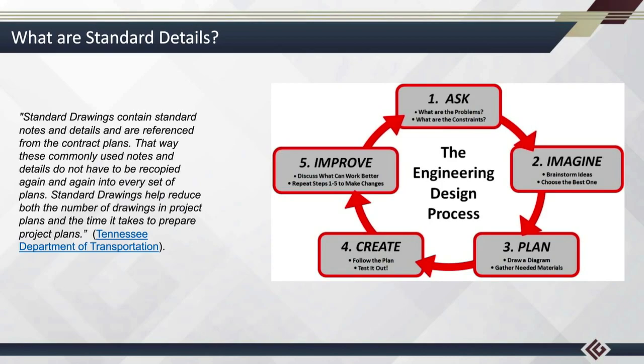Things like under number 1, you can see what are the constraints. When you have standard details, you instantly know as the engineer what are the rules that I have to play by and what are some of the constraints I have to build my design. Also in Section 3, you can see drawing diagrams and gather needed materials. When those diagrams are already produced for you, that saves time and money for the project as a whole. Next slide.